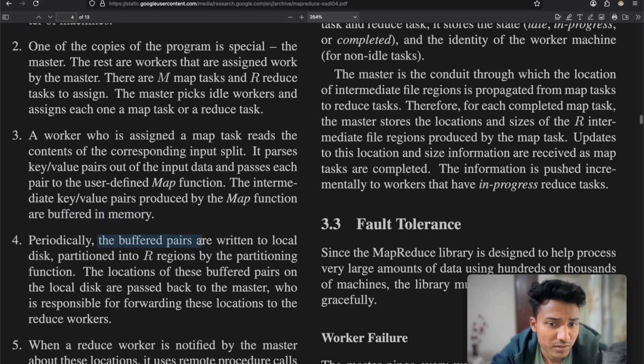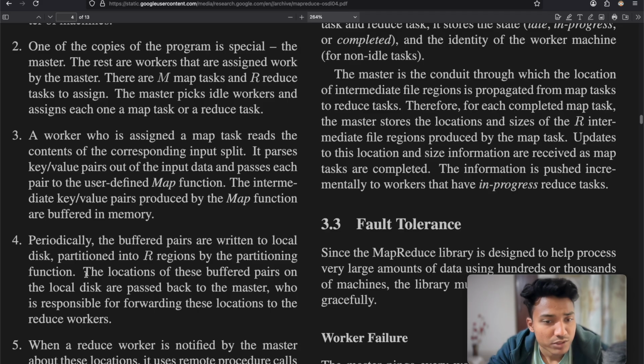Periodically, the buffered pairs are written to local disk. I know the reason, because if they probably wrote every pair the moment it was created to the local disk, it would be just too much writing into the disk, which would make this process a lot slower. So what I guess they do is they let the map function run a little bit, have some intermediate key value pairs in the buffered memory, and then they flush it out to the local disk. I think this is standard practice in some databases as well, right?